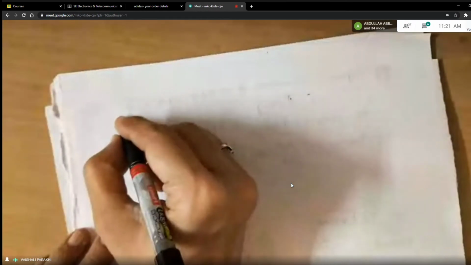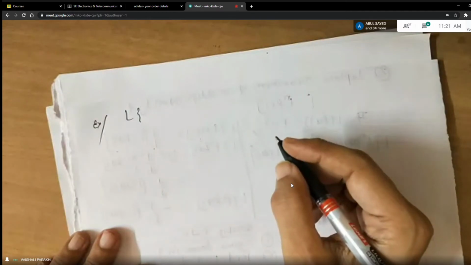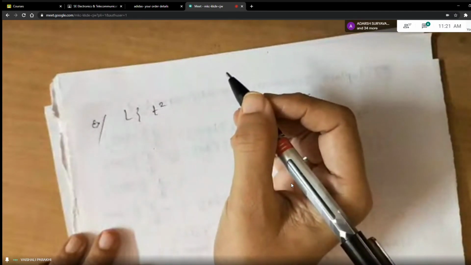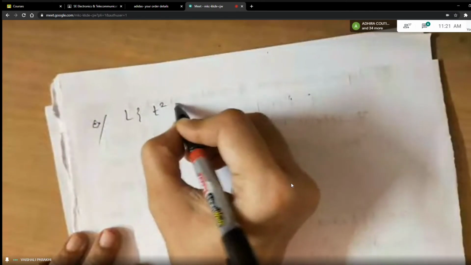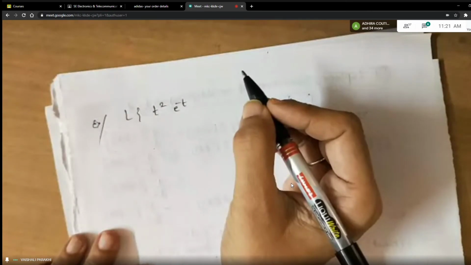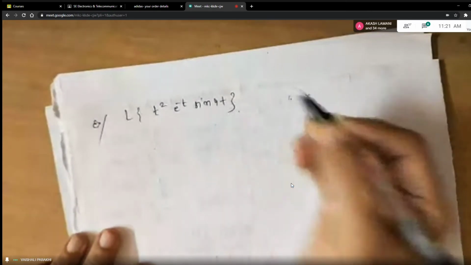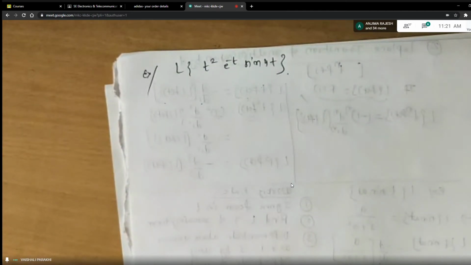Let us try one more. Now find the Laplace transform of t square e raised to minus t sine 4t. T square e raised to minus t sine 4t.